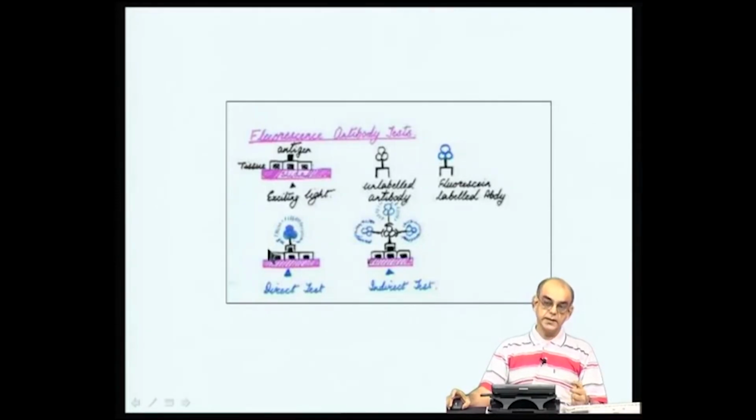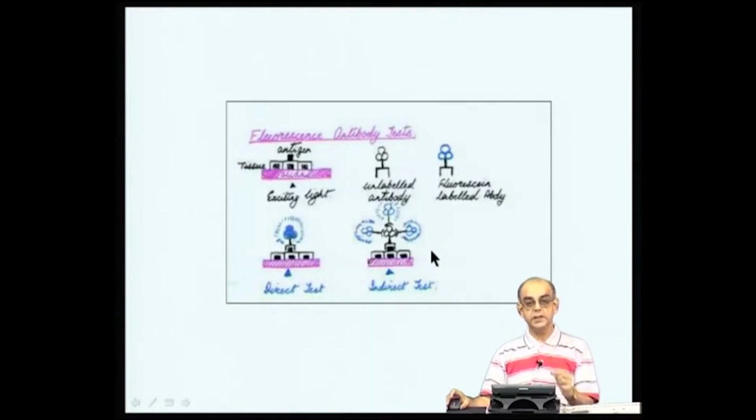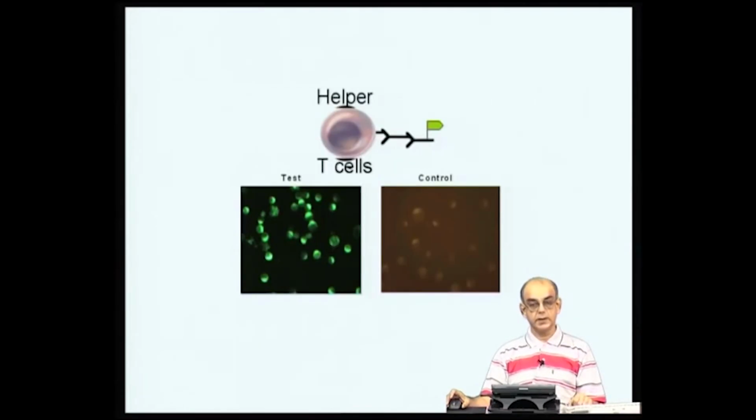You can also use a direct test, which utilizes a fluorophore-coupled primary antibody itself, without the need for a double antibody or a secondary antibody that has been raised against the primary one in a different animal species. Using such fluorescent tests, you can also detect molecules that are expressed on the surface of cells. For example, B cells or T cells express certain specific proteins on the surface. These are called markers.